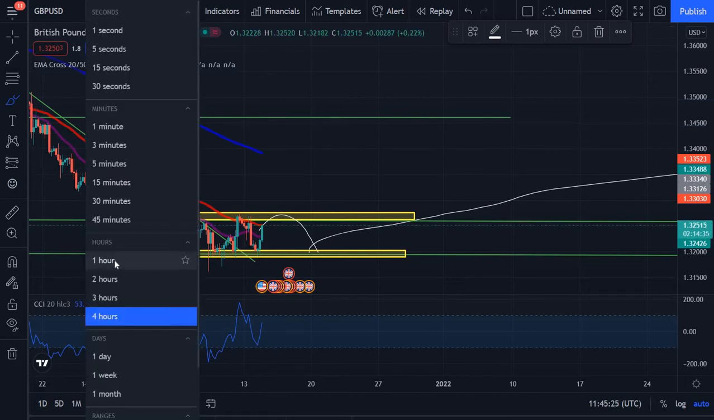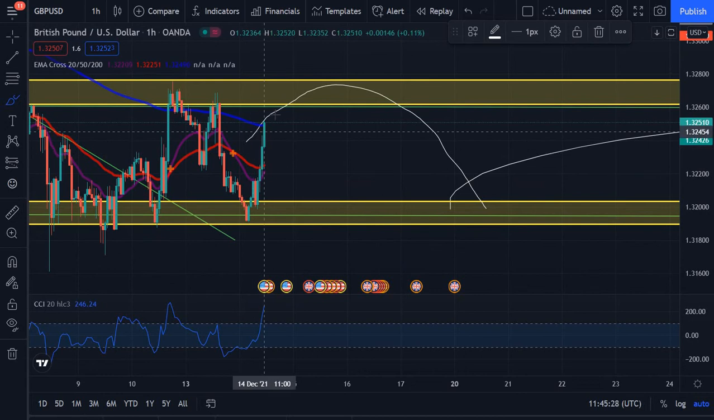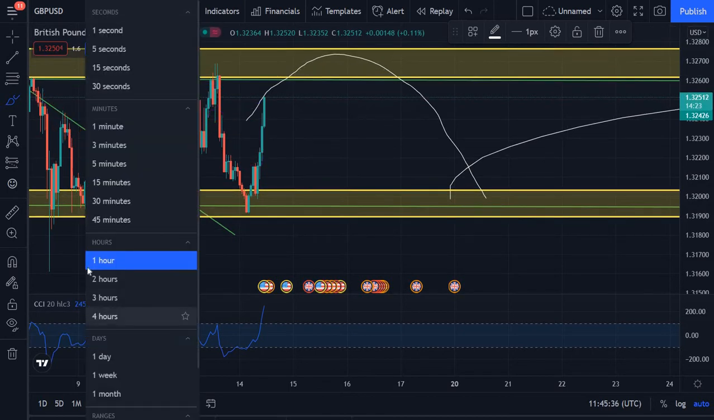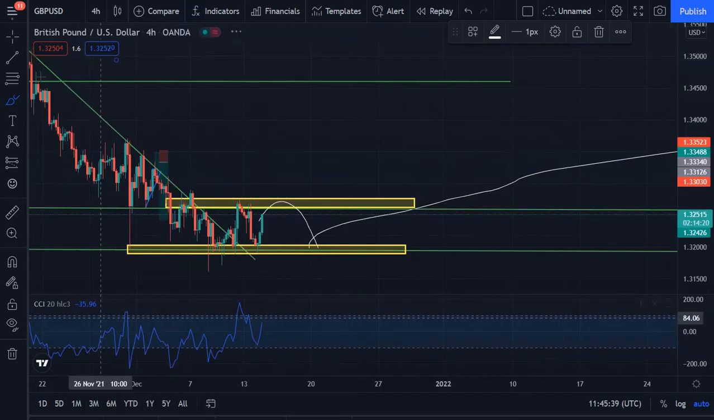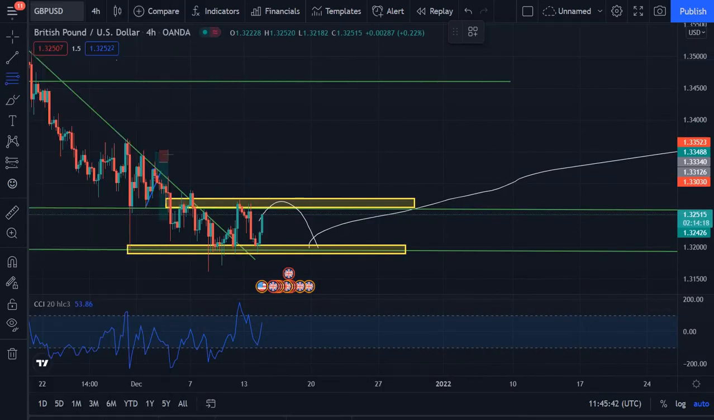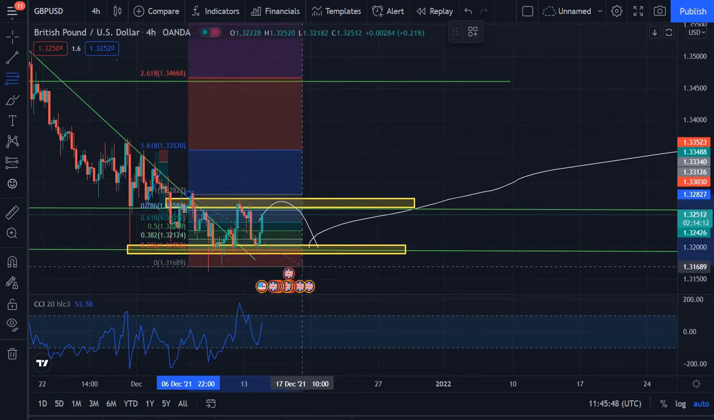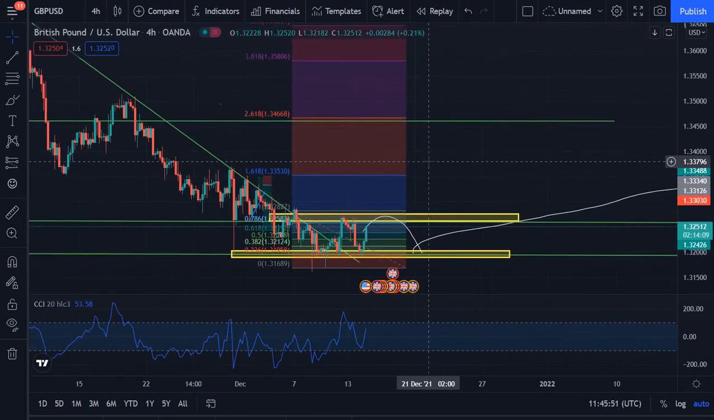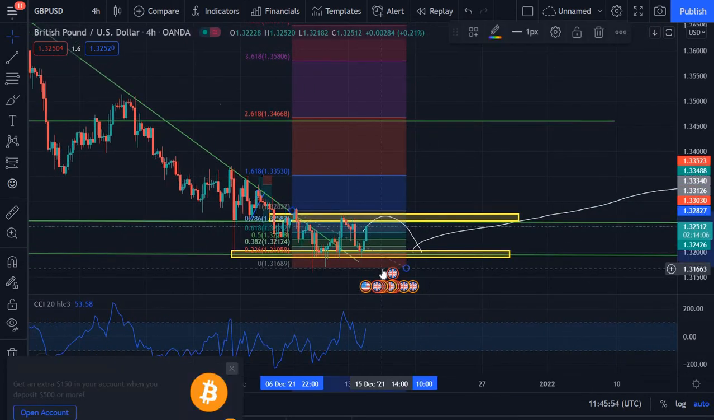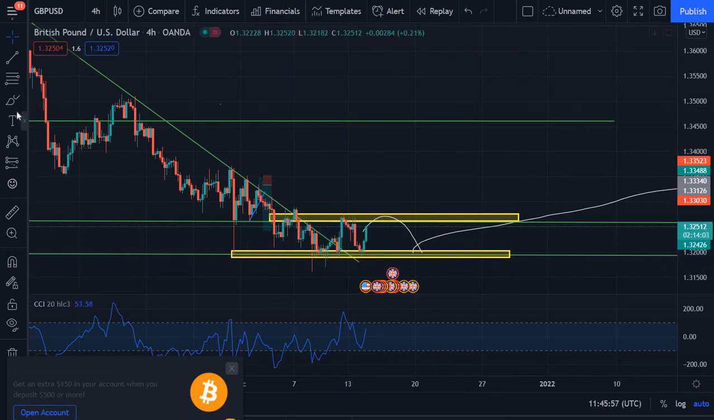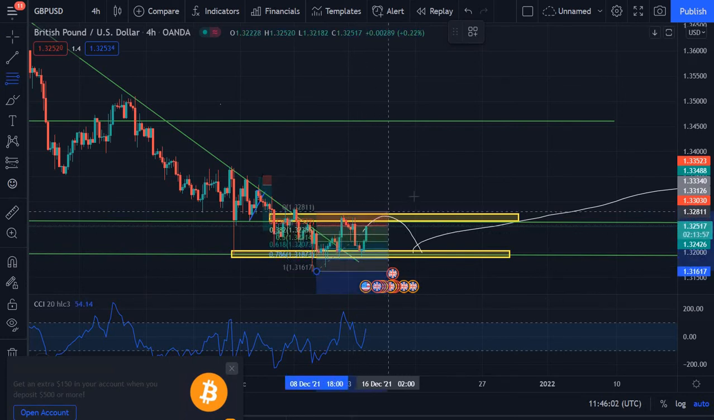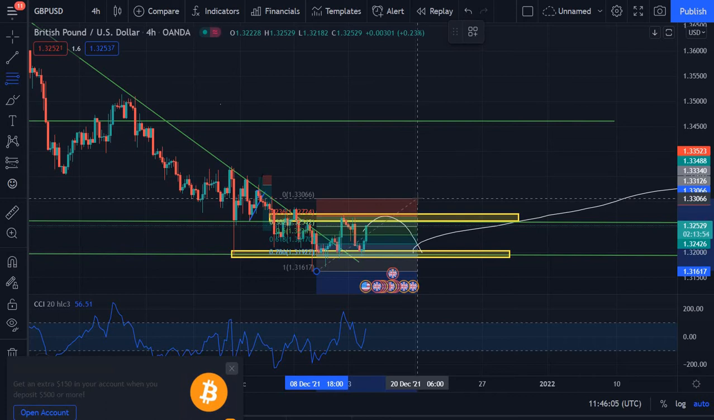Let me check the 1-hour chart. Here looks like we will go towards this resistance area. If we quickly go back to the 4-hour chart and here check the fib retracement. Here out of line, not really interesting for now. So let's take this one. Not that much going on either.